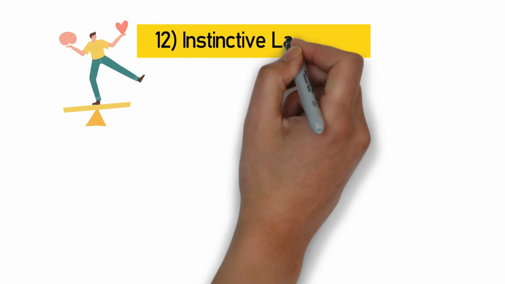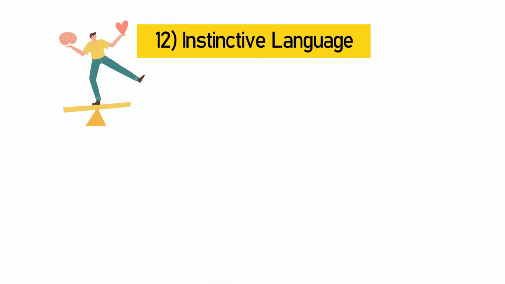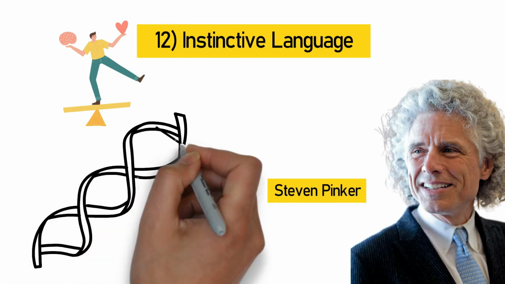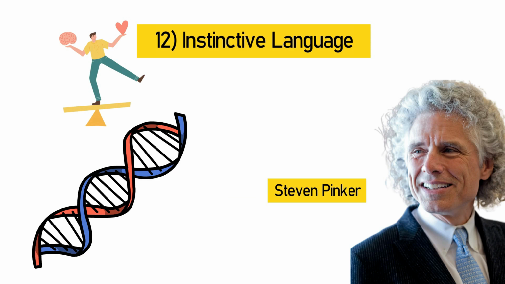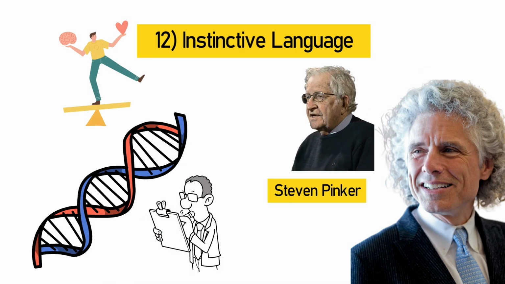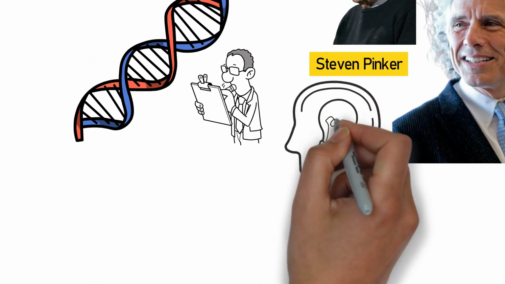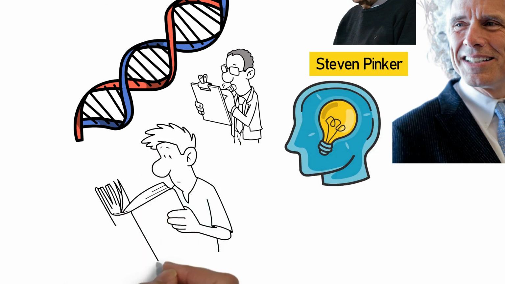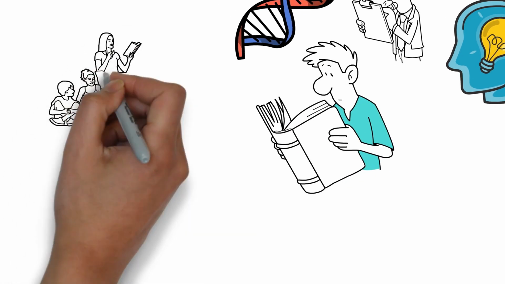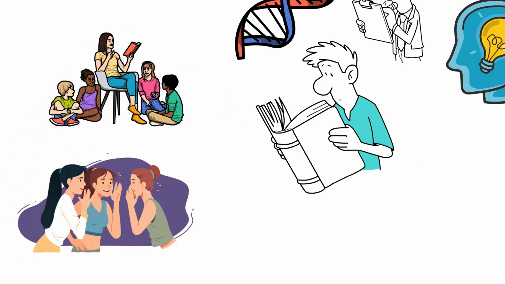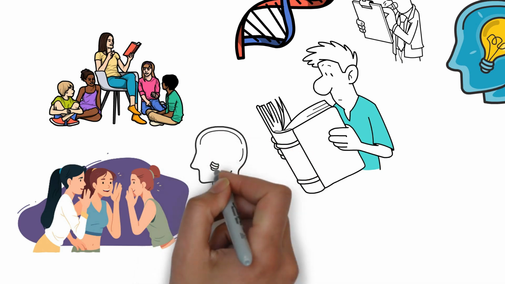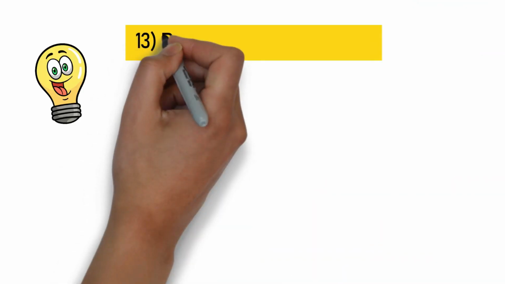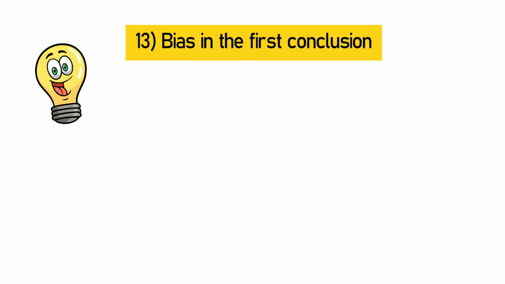Number 12, instinctive language. The language instinct is a term coined by psychologist Steven Pinker to describe our DNA-level desire to learn grammatically constructed language. Noam Chomsky, a linguist, was the first to popularize the idea that grammatical language is more than a simple cultural artifact. We use these instincts to create shared stories, gossip, solve problems, and fight, among other things, as we saw with the narrative instinct. Number 13, bias in the first conclusion.